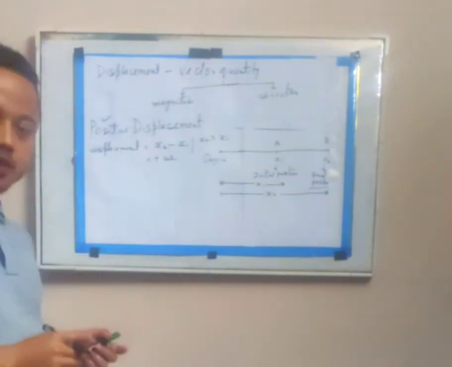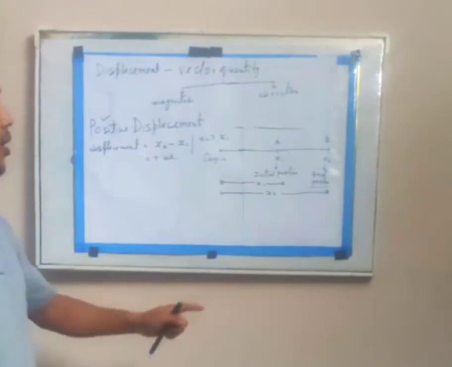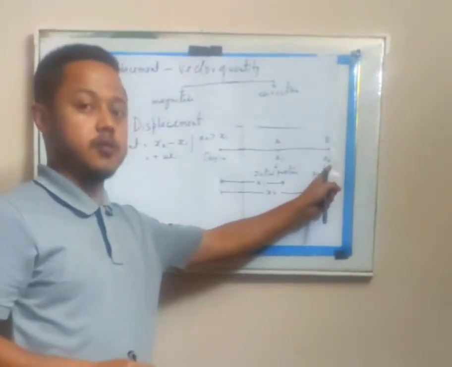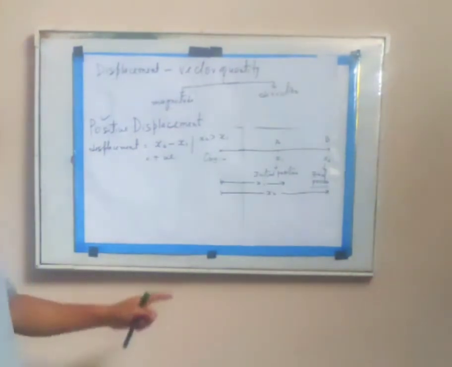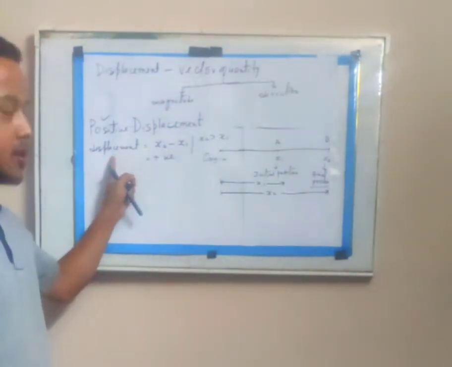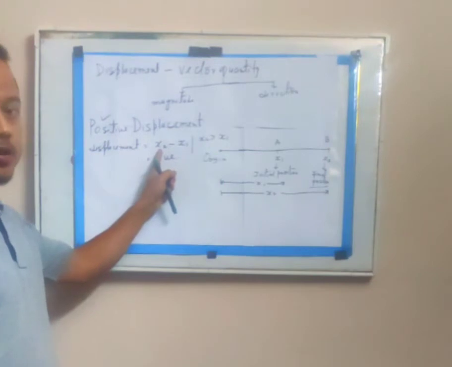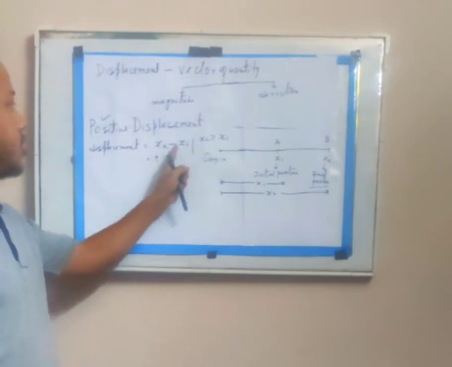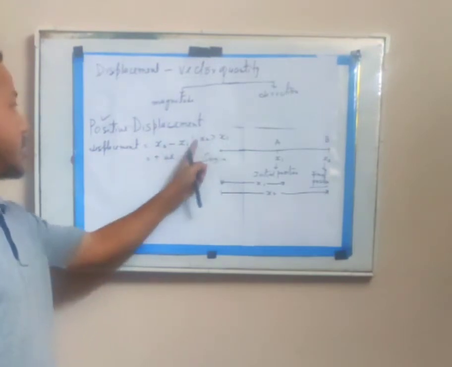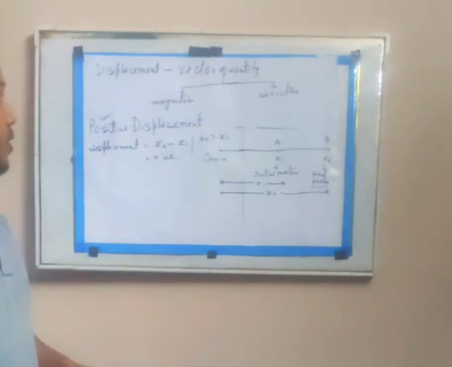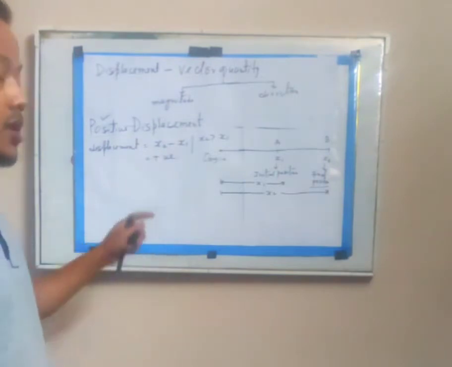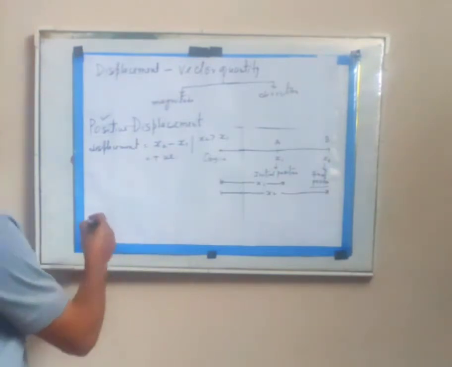In positive displacement, remember that the final position of an object is always to the right of the initial position. The formula of displacement is the change in position, final position minus initial position. Since x2 is greater than x1, the displacement is positive. Clear? Next, I will teach you what negative displacement is.